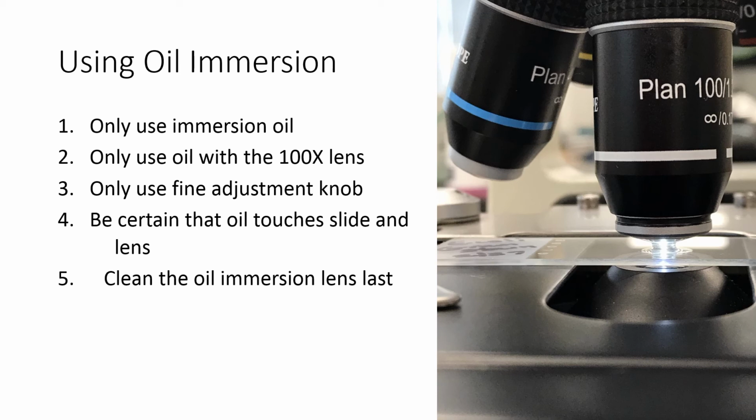We always make sure that when we're using the oil immersion lens, the oil touches the slide and the lens. Otherwise, it becomes very difficult to actually focus on the specimen. You'll never get it in focus. So you have to have oil. When you're using this lens, you want to make sure you always clean this lens last. So good technique with a microscope is to always clean all of your lenses before you start your experiment. Always make sure that the oil immersion lens is last because we don't want to smear the immersion oil on any of the other lenses.